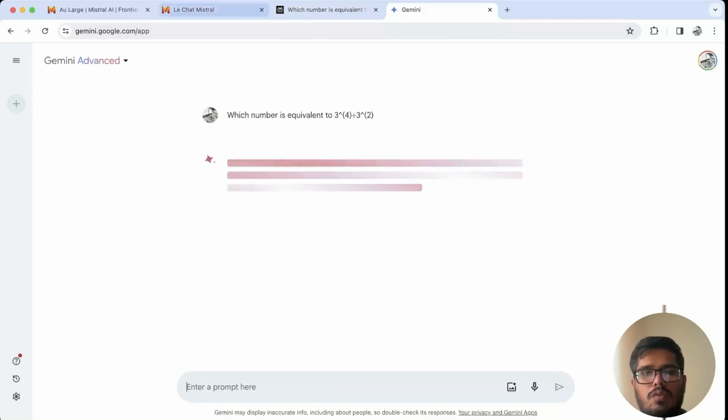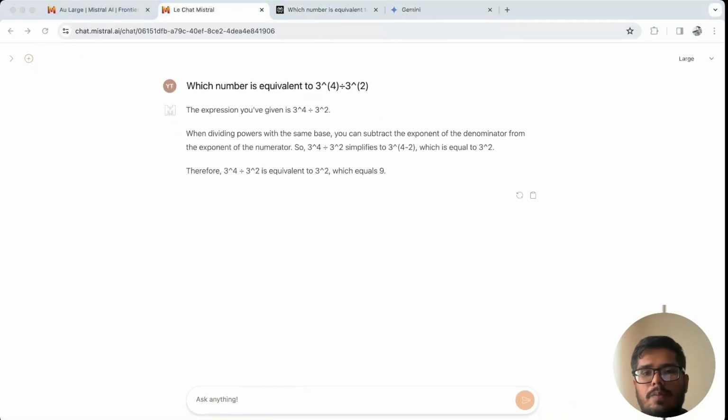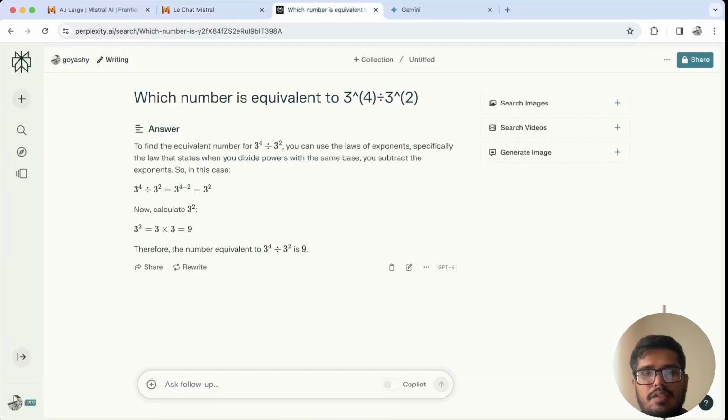Now I don't know what the correct answer is, but I'm going to refer where I got the question from, so hold on. So yeah, correct answer is 9. And Mistral was correctly able to give us the answer. Dividing the powers by same base, you can subtract the exponent of the denominator from the exponent of the numerator, which is 3^4 divided by 3^2. Simplifies to 3^(4 minus 2), which is correct, which is 3^2, which is equal to 9. And GPT-4, without a surprise, got this correct as well.